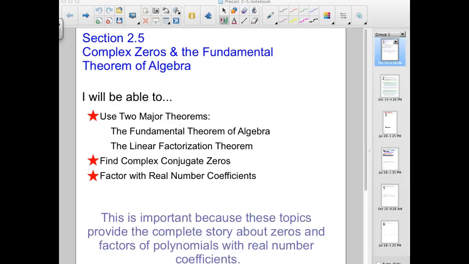All right, these are our pre-calc notes for section 2.5. We're looking at complex zeros and the fundamental theorem of algebra. We are going to spread this out over 3 days.